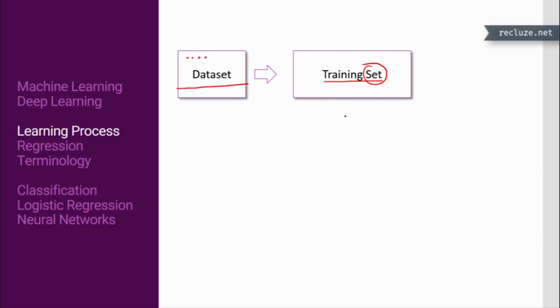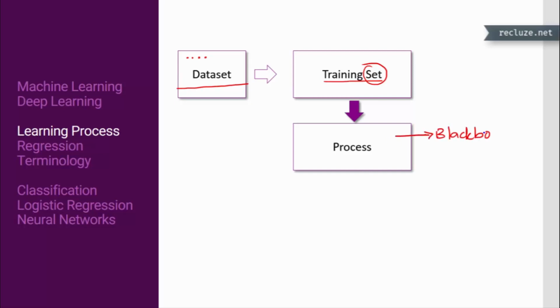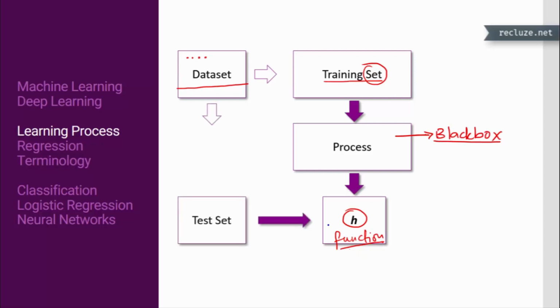Now we take this training set and feed it to some process. We're going to treat this as a black box at the moment, which means we're not going to concern ourselves with how this works. There's going to be some process, and that process is going to give us an h. This h is a function, in the sense you can think of it as a programming function for the moment. It takes an input and produces an output.